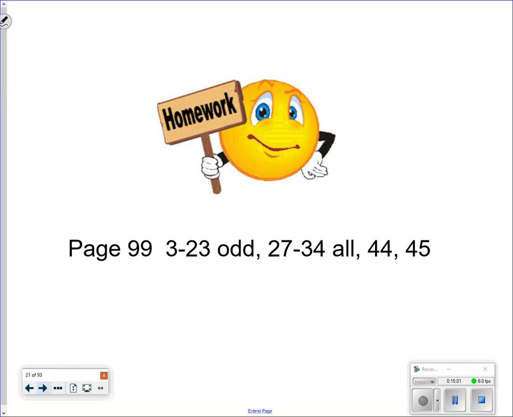Your homework assignment is out of the book. You're going to be using 3 methods: solve by graphing, solve by square roots, and solve by factoring. Good luck. If you have any questions, make sure you talk to your teacher.